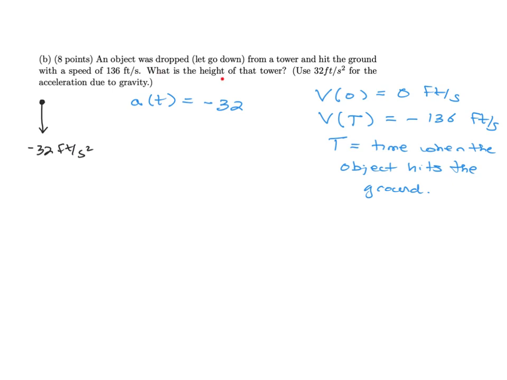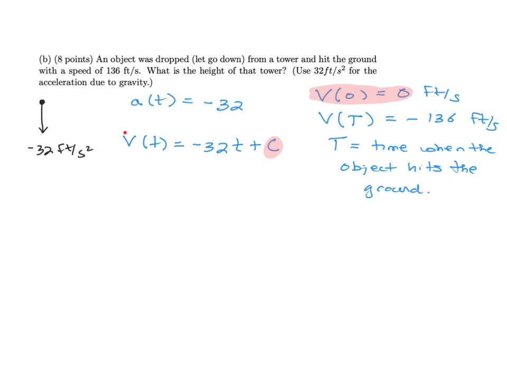So if we want to know the height of the tower, what I'm going to do is find a position function for this object. Meaning, since we know the acceleration, we can first figure out, well, what is the velocity function? That is the antiderivative of this equation, which is -32t plus an arbitrary constant c. We have to be able to solve for that arbitrary constant c, but that's where this piece of information comes in. The fact that we're told the initial velocity is 0.